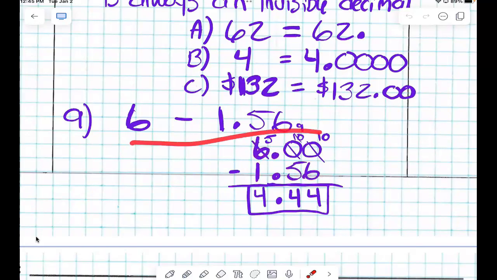So I have 6 minus 1 and 56 hundredths. If I have the number 6, what always is after a whole number? So I'm going to write that invisible decimal point so that I can line up my decimal points and my place values, and then these zeros would even things out, yes? Yes. We good?